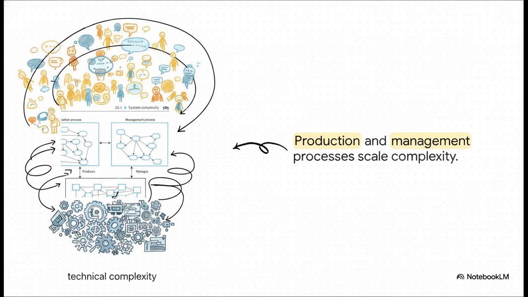You've got the complex system being produced at the very bottom layer, right? But then that system interacts dynamically with the management and production processes attempting to govern it from above. The actual human beings managing the system have their own intricate webs of relationships and dependencies. This really highlights how complexity scales far, far beyond just the technical boundaries of the code.